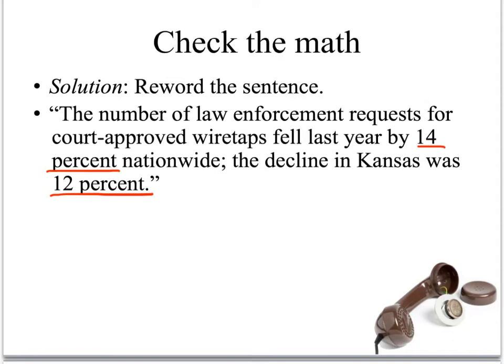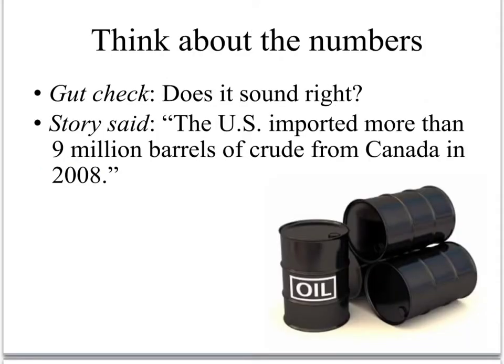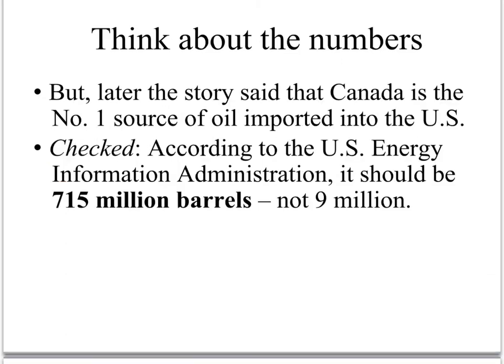Sometimes you just have to think about whether a number sounds right. You do a little bit of a gut check. We had a story that said the U.S. imported more than 9 million barrels of oil from Canada. Okay, we import oil from Canada, 9 million barrels. Okay, fine. Except later on in the story, it said that Canada was the number one source of oil imports. So we import more oil from Canada than from any other place. Well, all of a sudden, 9 million barrels doesn't really seem like too much for being the number one source.